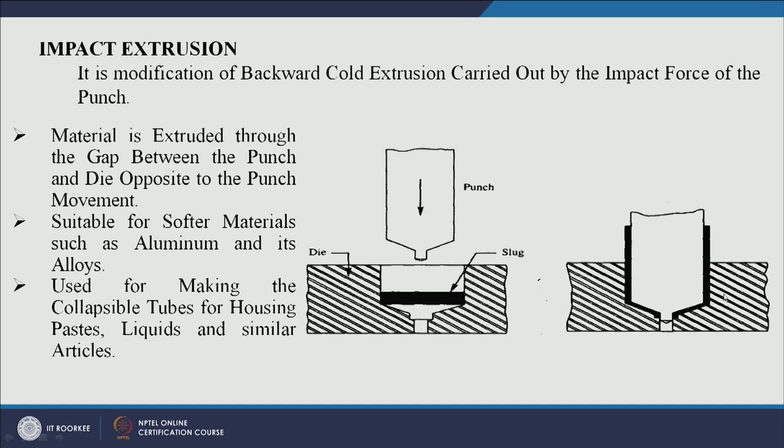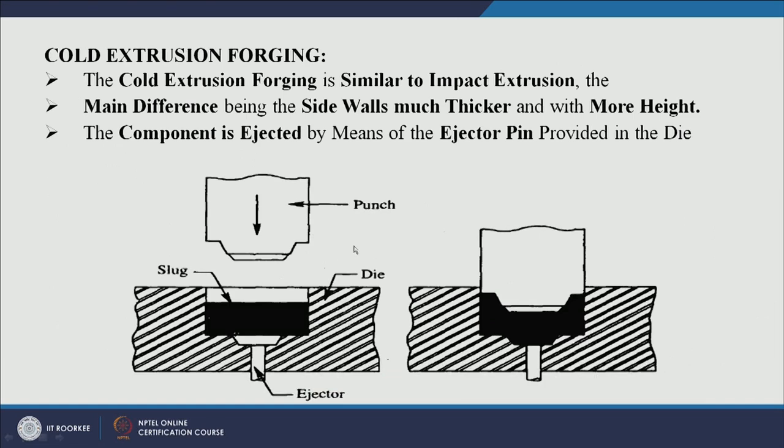Flow of the metal in the backward direction, opposite to the direction of the punch, leads to the backward cold extrusion process, and since it is the impact which facilitates the backward flow, it is impact extrusion. This is mainly used for softer metals, and for making collapsible tubes, so that they can be used for holding liquids and pastes. So, this is the cold extrusion.